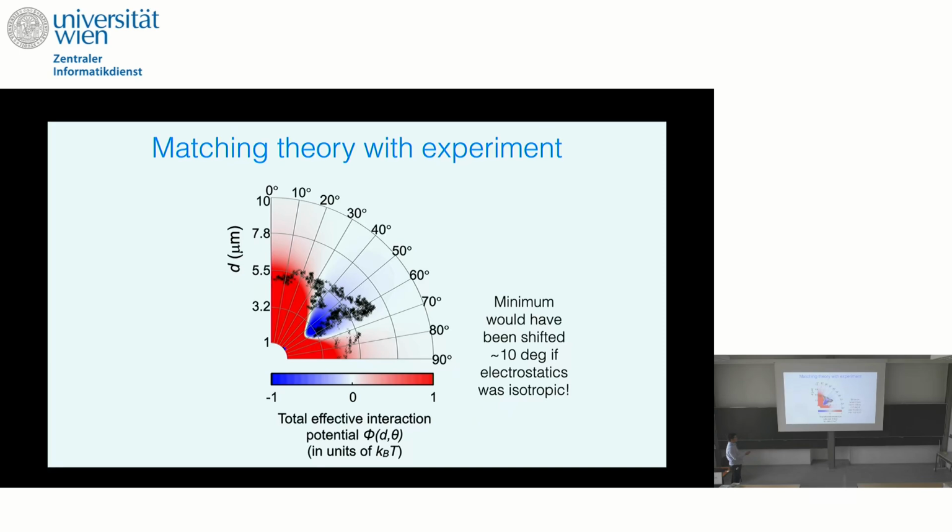And it must be noted that if we had neglected this dielectric tensor, so if we had assumed an isotropic dielectric constant, then this minimum would have shifted by around 10 degrees. So this anisotropic effect of the dielectric constant does show up in the effective interaction between a pair of charged particles in a liquid crystal.